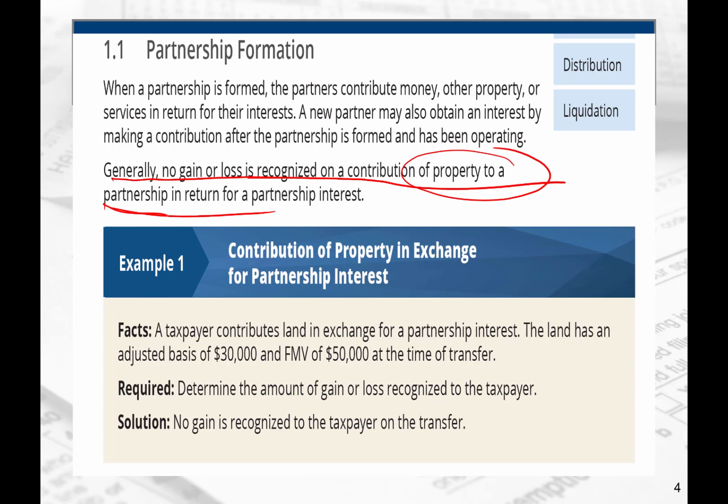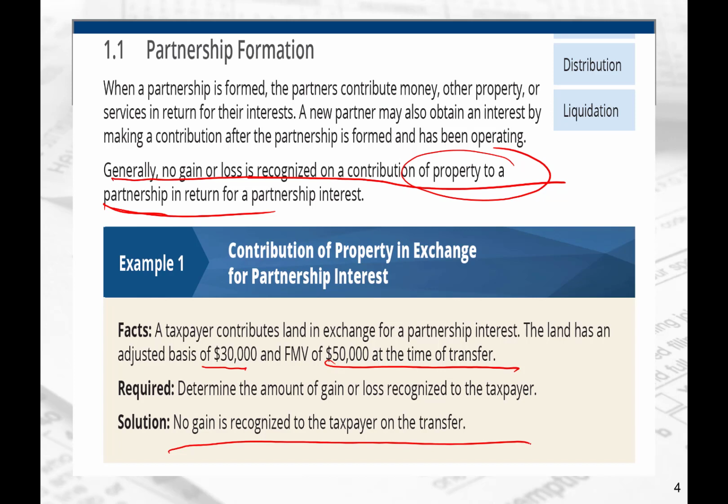So you see this example. A taxpayer contributes land in exchange for partnership interest. The land has a basis of $30,000 and a fair market value of $50,000. Now, if the person had just sold that land outright for cash, they'd have what? A $20,000 gain, right? But since they're contributing that to the partnership, there's going to be no gain or loss. Why? Because they're contributing property, right?